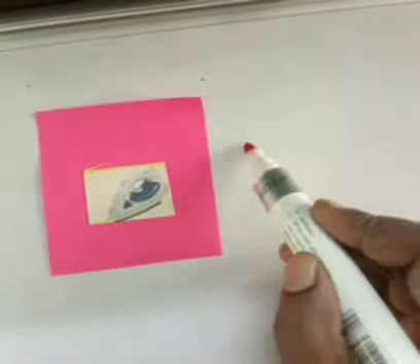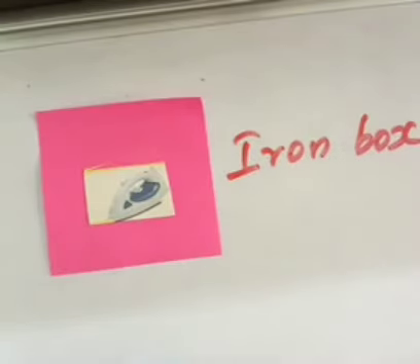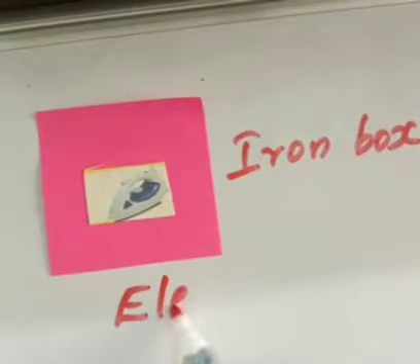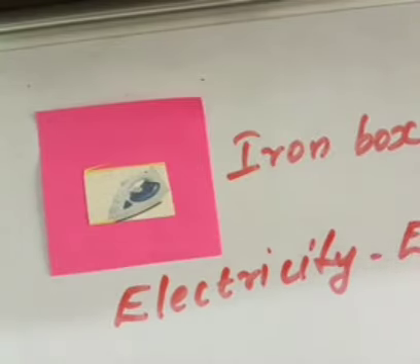This is an iron box. Iron box helps us to iron our clothes, and these machines also need electricity to work. So the iron box helps us to iron our clothes, and it needs electricity to work. Okay. Next one.